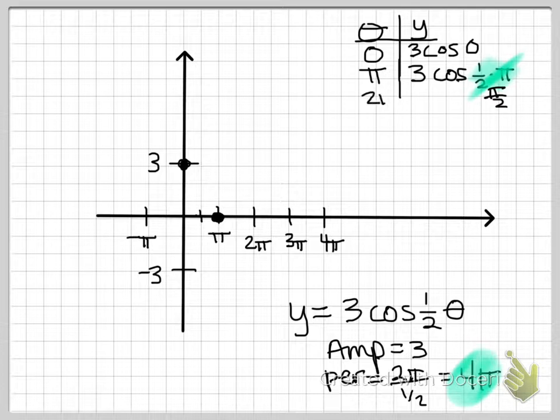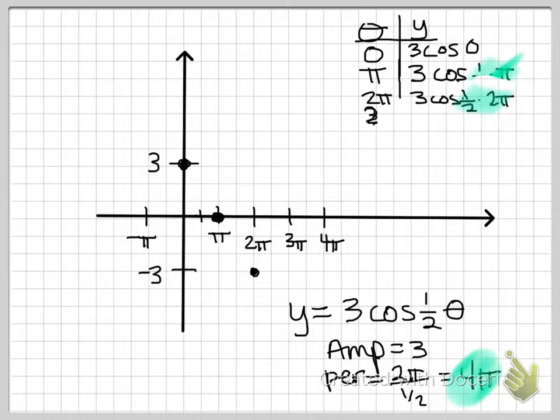Plug in 2 pi. 3 times the cosine of 1/2 times 2 pi. That's kind of messy over there. Let's erase some of this stuff above. Do this multiplication first, and then do the cosine. 1/2 times 2 pi is pi. The cosine of pi is -1. -1 times 3 is -3. I'm seeing what my pattern is. It's touched the bottom amplitude. It's probably going to go back to 0, but I'll double check.